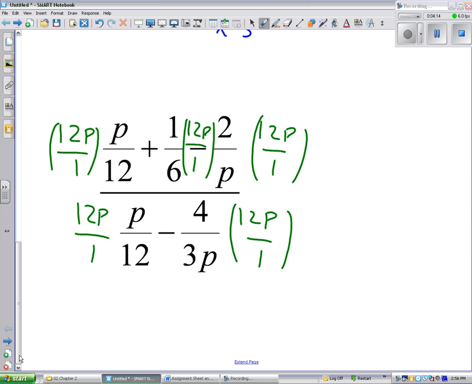Now, we can see in the first fraction, the 12s cancel out, and we're left with p times p, which is p squared, plus here, the 6 and the 12 can cancel. The 6 becomes a 1, the 12 becomes a 2, and we're left with plus 2p. Minus, here our p's cancel out, and we're left with 2 times 12, which is 24.